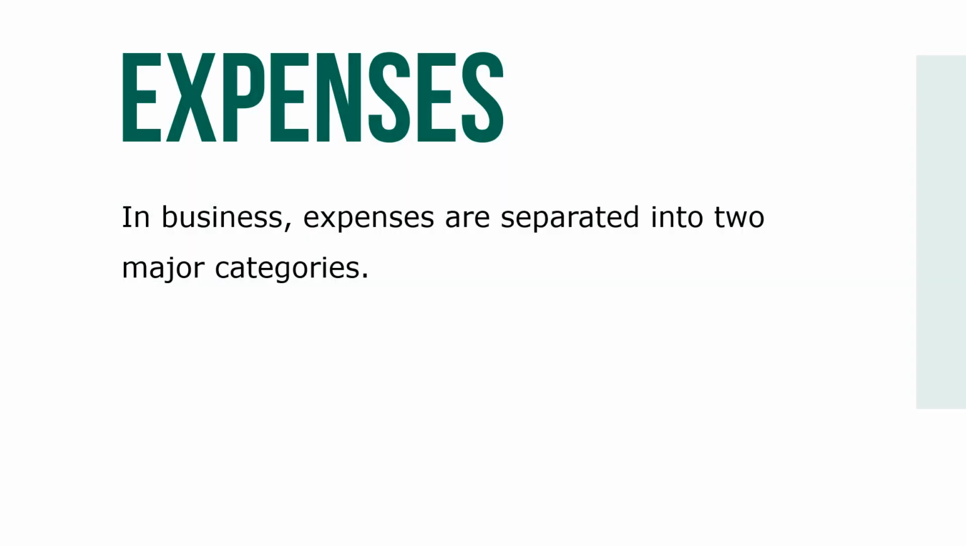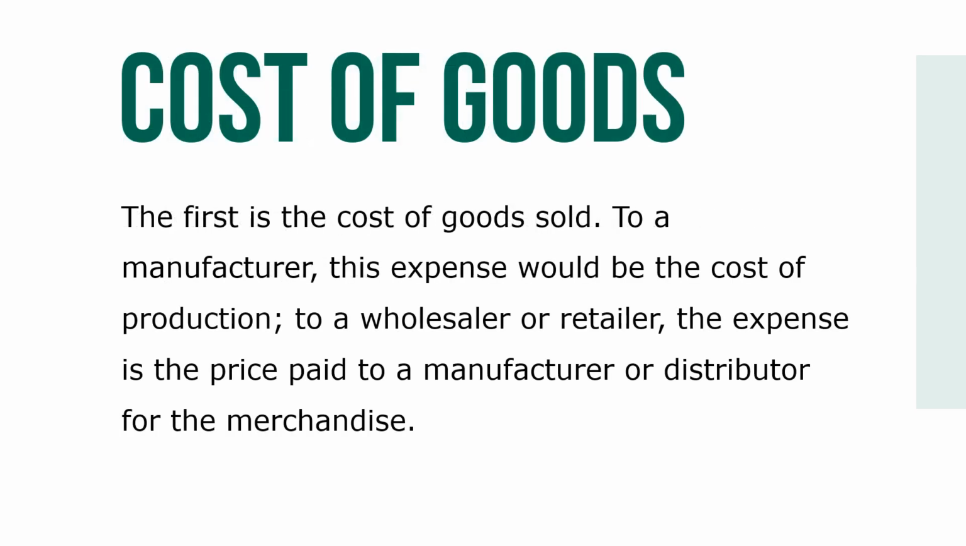In business, expenses are separated into two major categories. The first is the cost of goods sold. To a manufacturer, this expense would be the cost of production. To a wholesaler or retailer, the expense is the price paid to a manufacturer or distributor for merchandise.